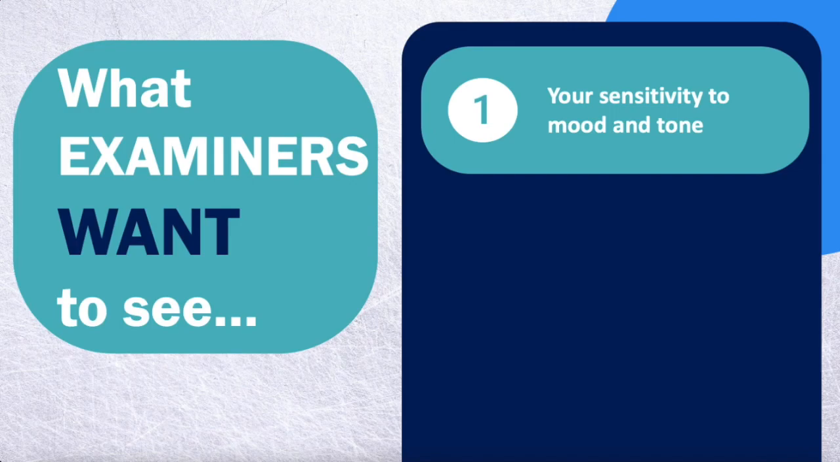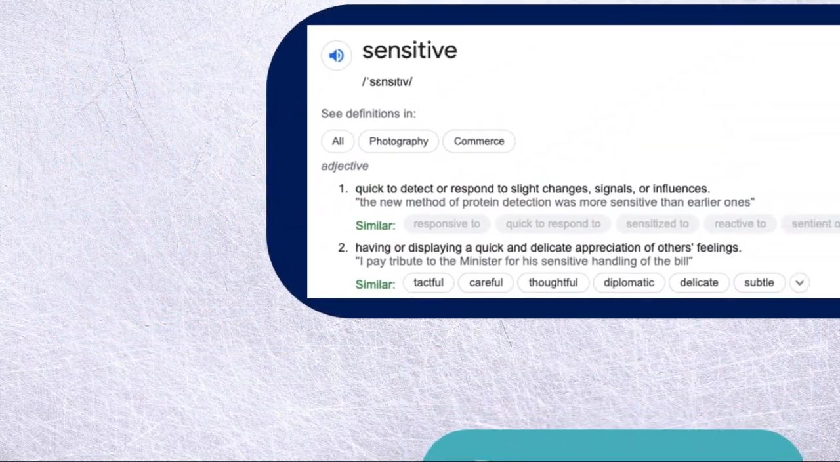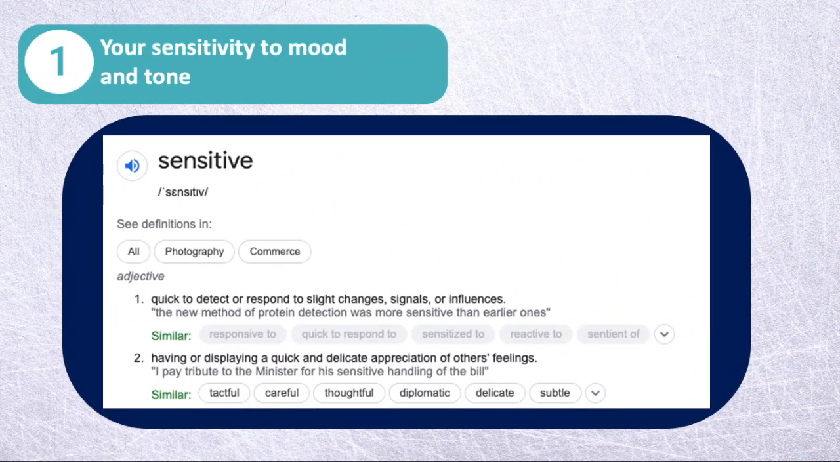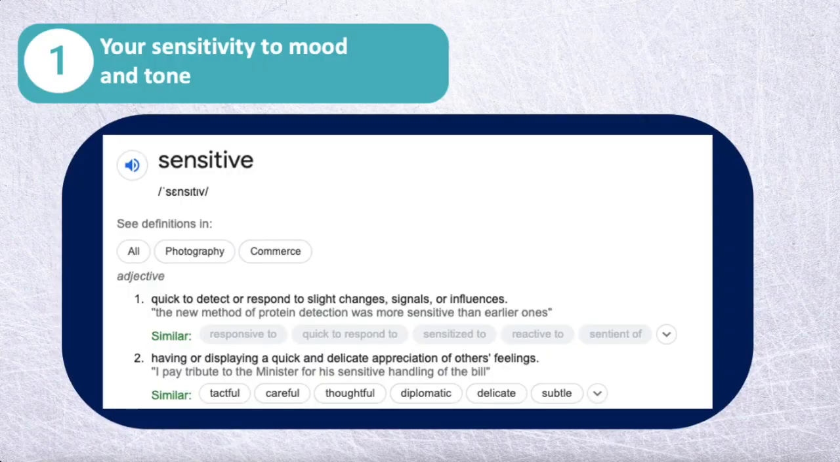The first thing the examiner wants to see is your sensitivity to the mood and tone. So what does the exam board mean by sensitivity? To figure this out, let's look at the definition of the word sensitive. It has 2 meanings when I search it up online. The first meaning is to be quick to detect or respond to slight changes, signals or influences. So the examiner wants to see that first of all you can actually identify what the mood or tone of the poem is, and secondly they want to see you can identify if there's any changes in the mood or tone. The second definition of sensitive is to have or display a quick and delicate appreciation of others' feelings.